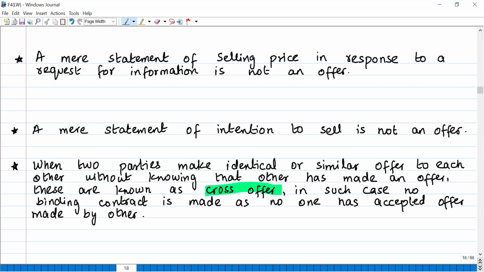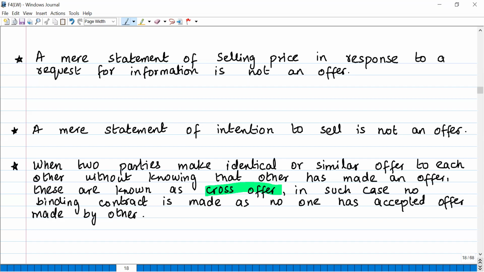So just giving this statement in response to a request for information does not mean that I am making an offer. If you ask me for information about my mobile phone, and I mention that maybe I could sell it for, let's say, 1,000 pounds, this mere statement does not mean that this is an offer. And you cannot say, okay, you are selling for 1,000 pounds, I will take that, I have accepted your offer, and now it is a contract, you are bound to give me the mobile. It does not work like that.